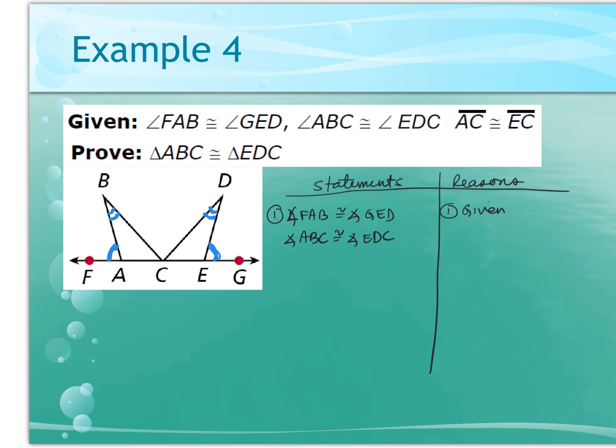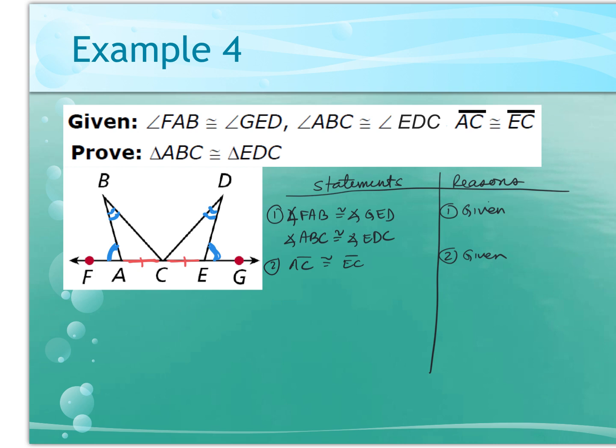Then I have line segment AC is congruent to line segment EC, and that's also given. So let's figure out that one. AC, this line right here, is congruent to EC. So I know those lines are going to be congruent. So now I've got an exterior angle, an interior angle, and a side, so it's getting interesting.